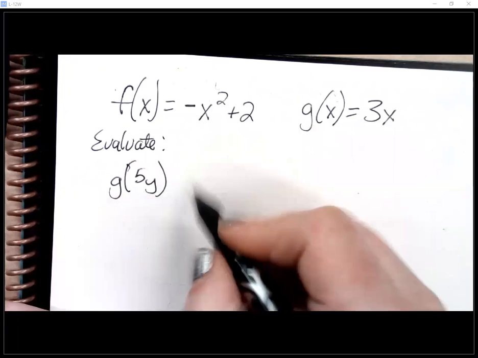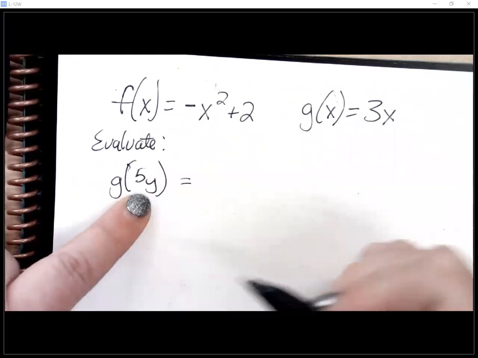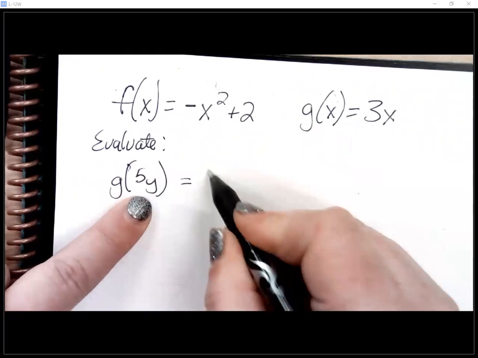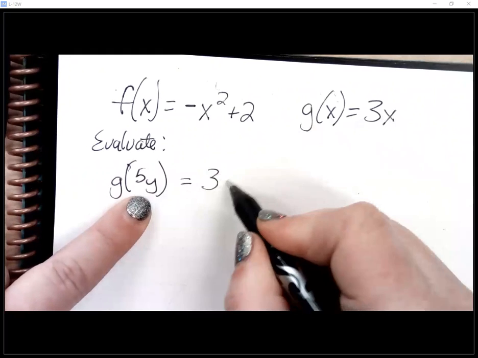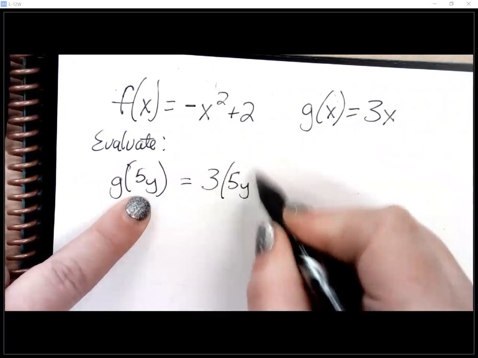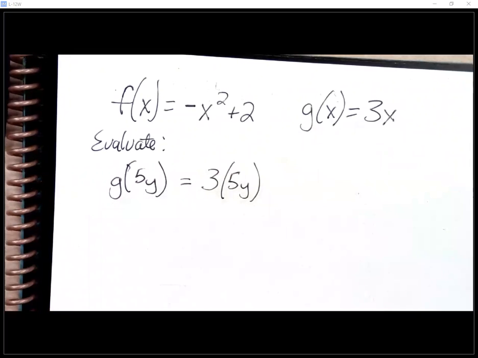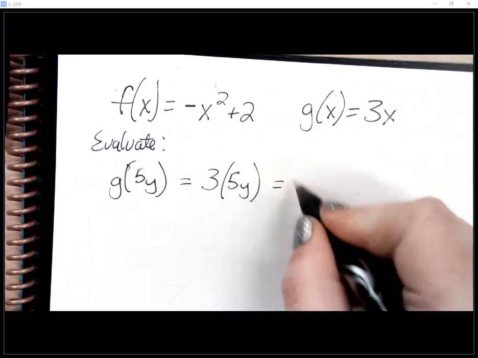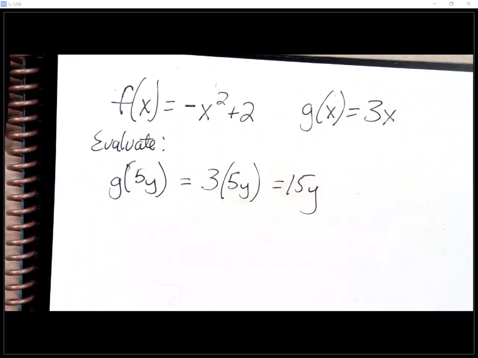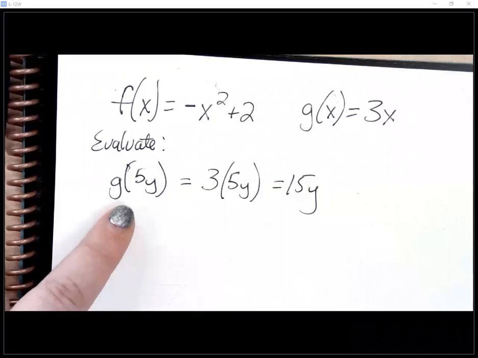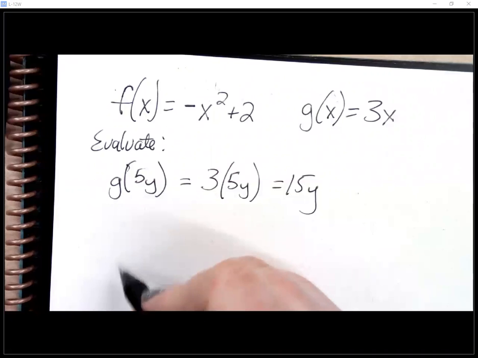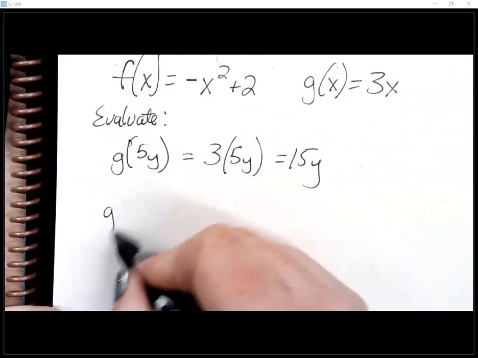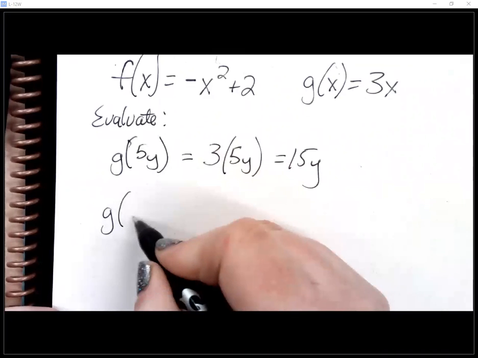So it doesn't matter what's in there. It could be anything. I'm going to do 3, and then instead of times x, I'll be timesing 5y. So if I actually do that math out, you just get 15y. Does that make sense? So what's in there isn't always just going to be a single number. It could be anything. It could be an expression. It could be another variable. So let's try another one. Let's try g of, how about x plus 6?